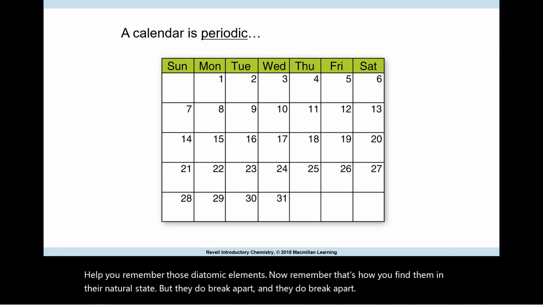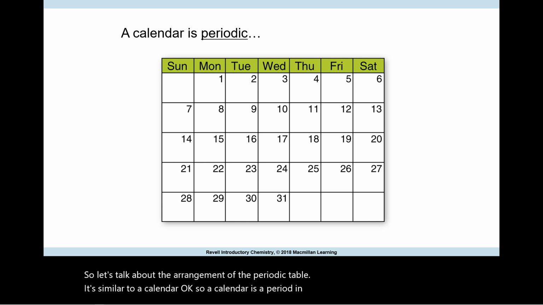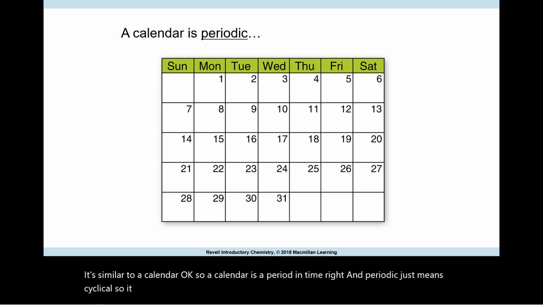All right, so let's talk about the arrangement of the periodic table. It's similar to a calendar, okay? A calendar is a period in time, right? And periodic just means cyclical, so it repeats itself. So these rows right here repeat themselves, okay?